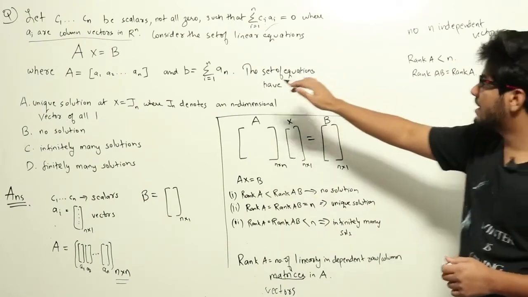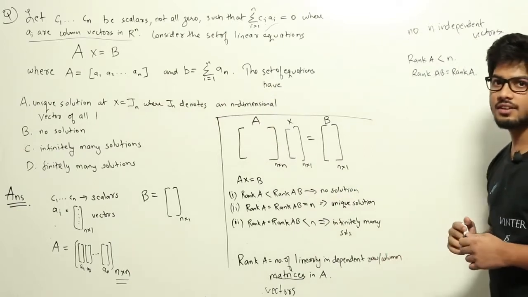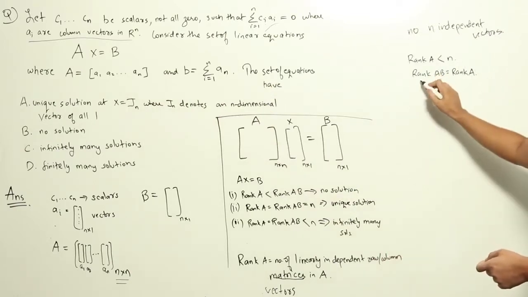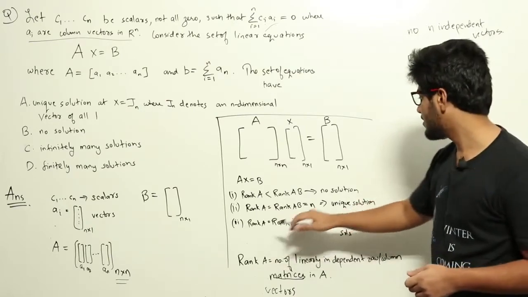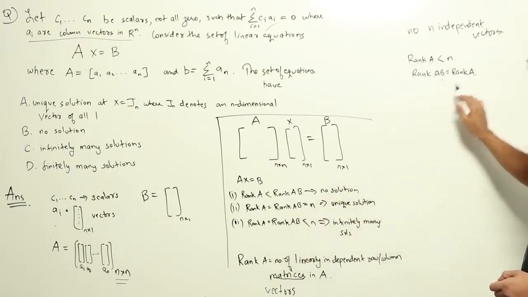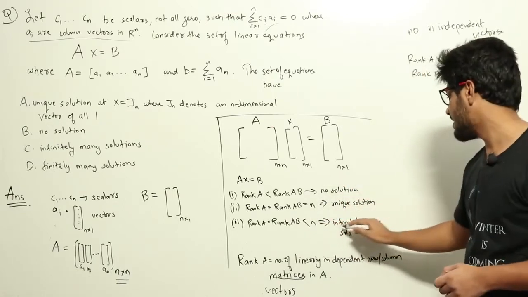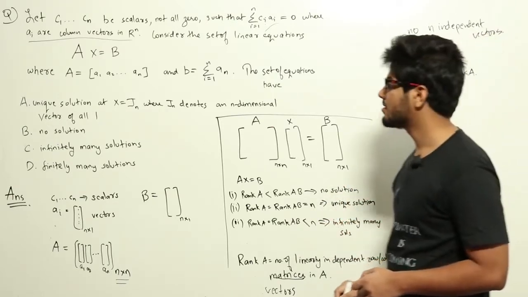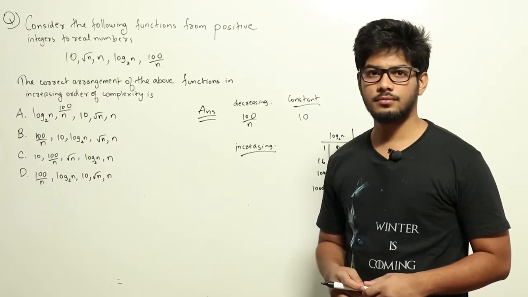So the number of linearly independent vectors in A will be equal to the number of linearly independent vectors in AB, which means that the rank of AB is also equal to the rank of A. Now if you look at the options, we can see that the rank of AB equals the rank of A, and that rank will be less than n, which means there are infinitely many solutions. So C is the answer.